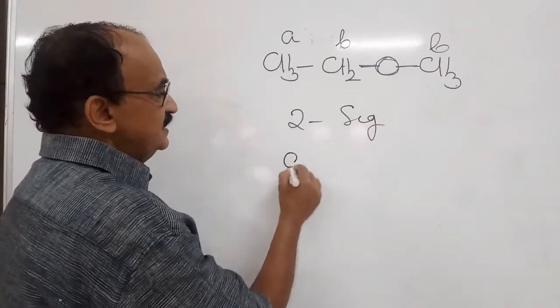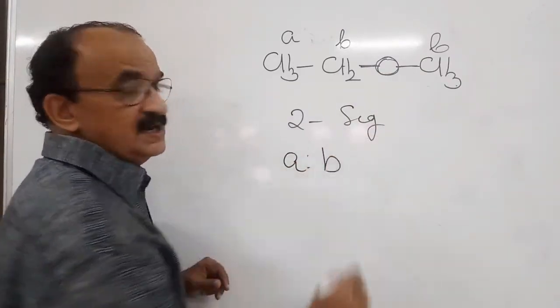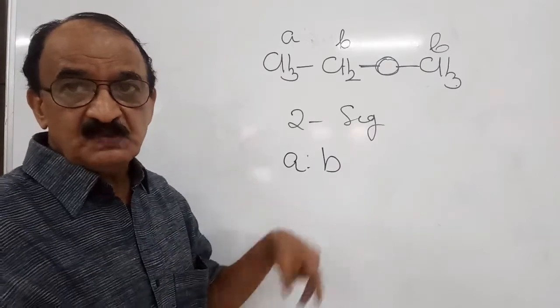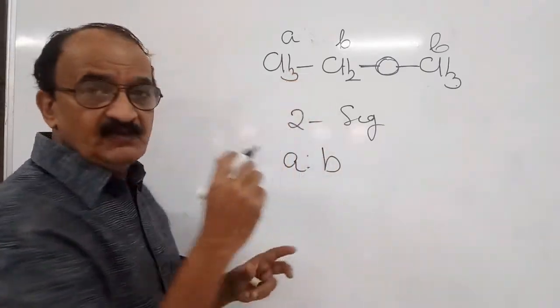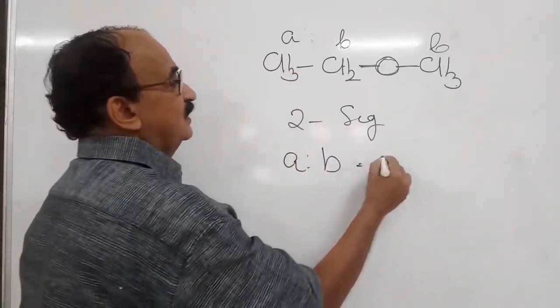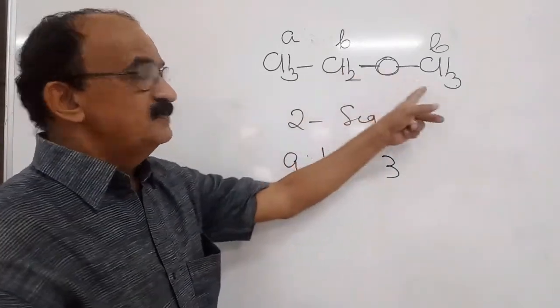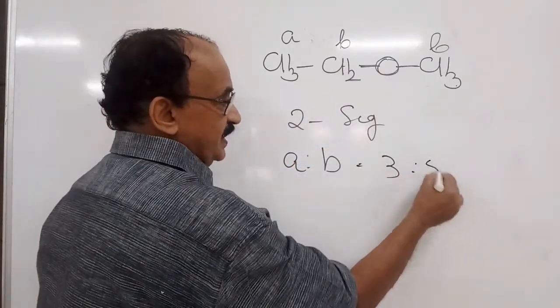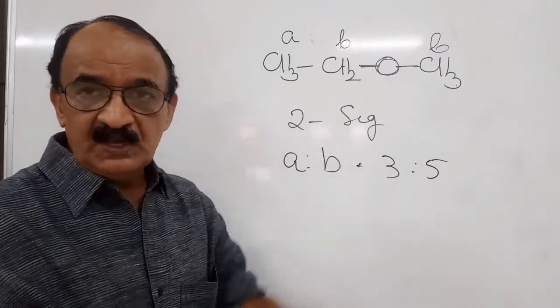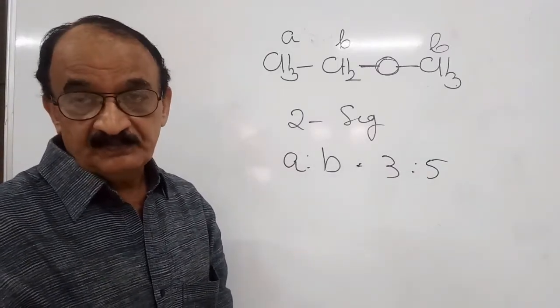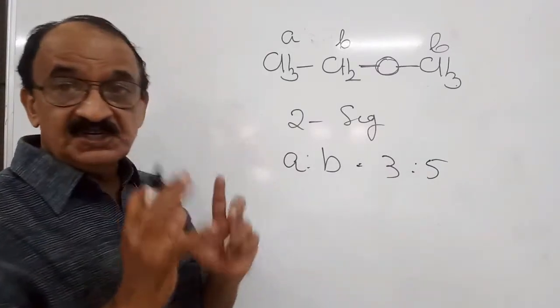And what is the signal intensity? Intensity ratio A is to B. A is formed from 3 protons, and B is formed from 2 protons. Therefore, A is to B equals 3 is to 2. Right. Now see the position.